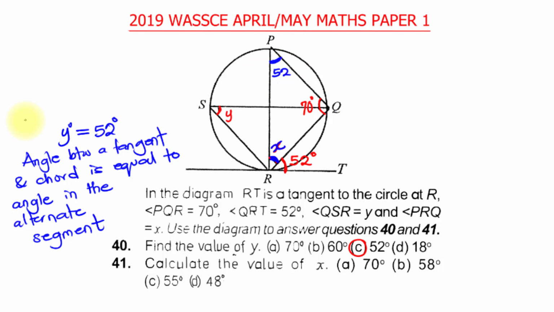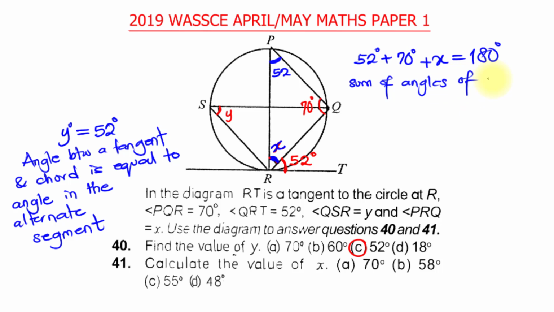Then by reason of the sum of angles of a triangle, I can say 52 degrees, the one here, plus 70 degrees, this one here, plus x, they add up to 180 degrees, because the sum of angles of a triangle add up to 180 degrees. So you can say 52 plus 70 is 122, plus x is 180, so that x will be 180 minus 122.